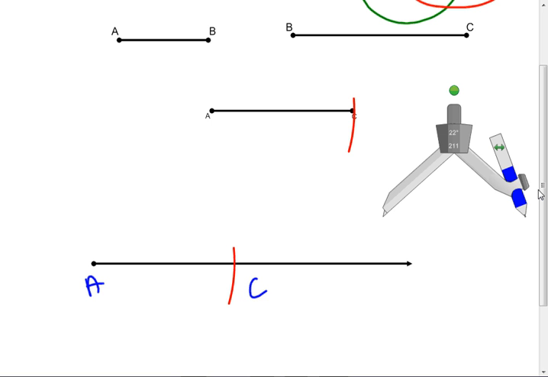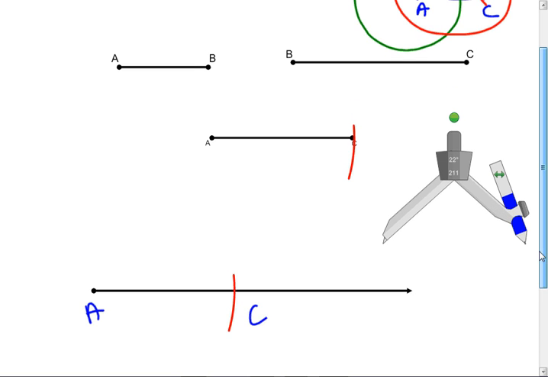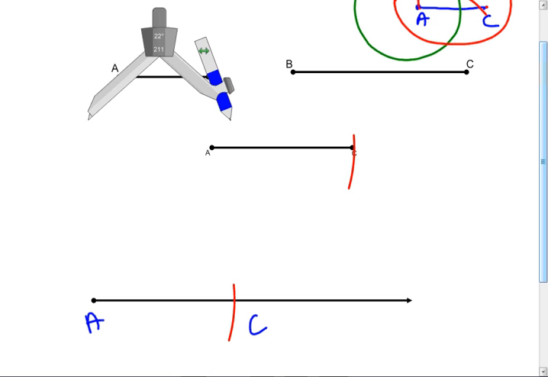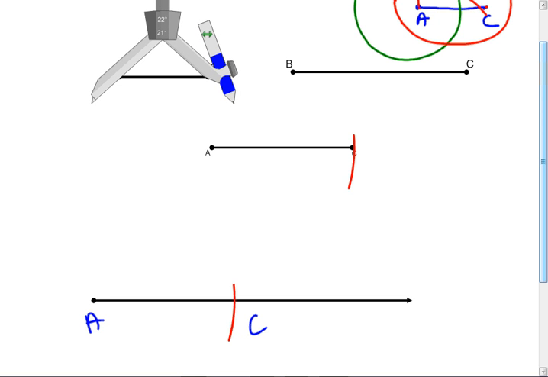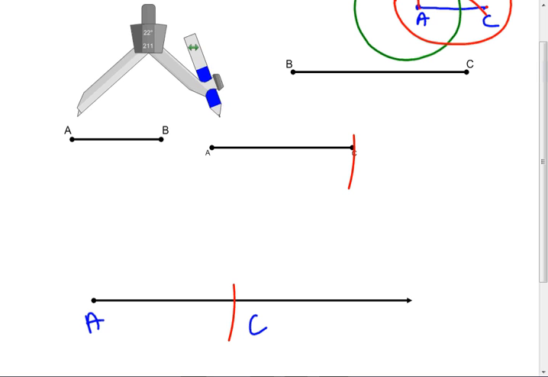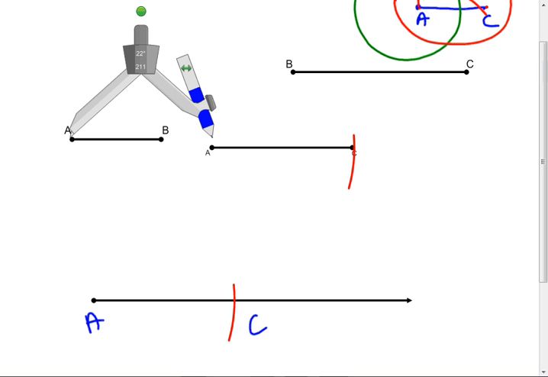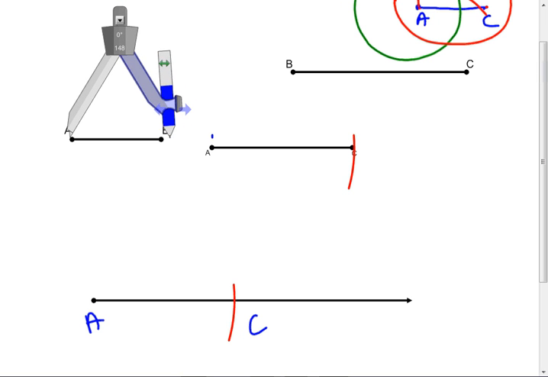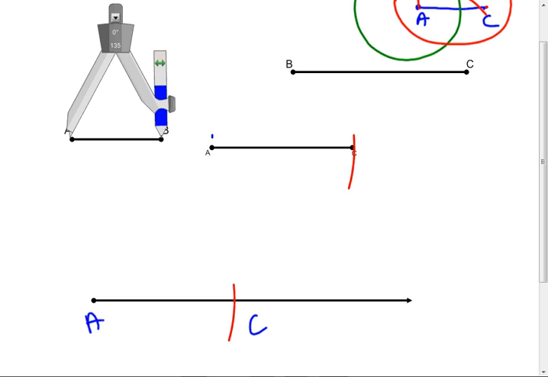So I'm going to measure AB. I'm measuring it with my compass. I'm moving mine because I can't fit it. So I'm going to slide this guy over here. There's AB.